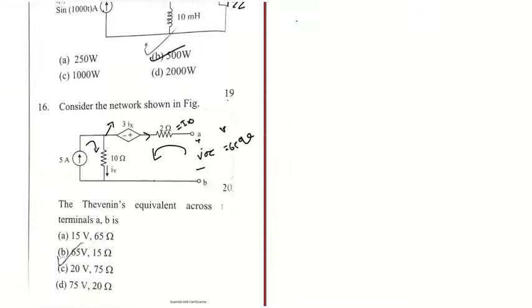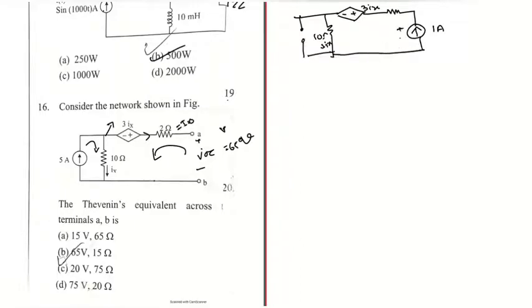For finding out the RTH, I am going to open circuit our current source, and this is a current dependent voltage source, right? So in that case, we have to assume a current source with current 1 ampere and with voltage V. Okay, now we are going to write the mesh equation over here.